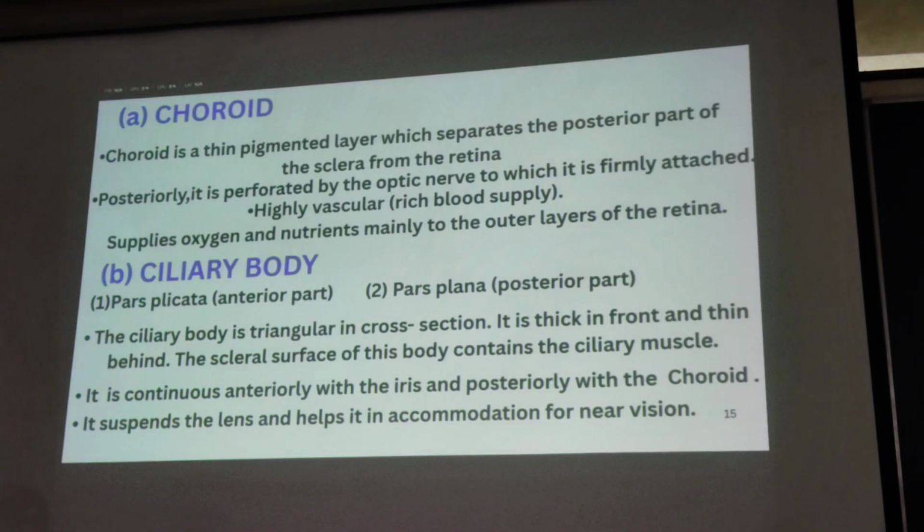Second, ciliary body. Ciliary body has two parts: pars plicata, the anterior part, and pars plana, the posterior part. The ciliary body is triangular in cross section. It is thick in front and thin behind. The scleral surface of this body contains the ciliary muscles. It continues anteriorly with the iris and posteriorly with the choroid. It suspends the lens and helps in accommodation for near vision.